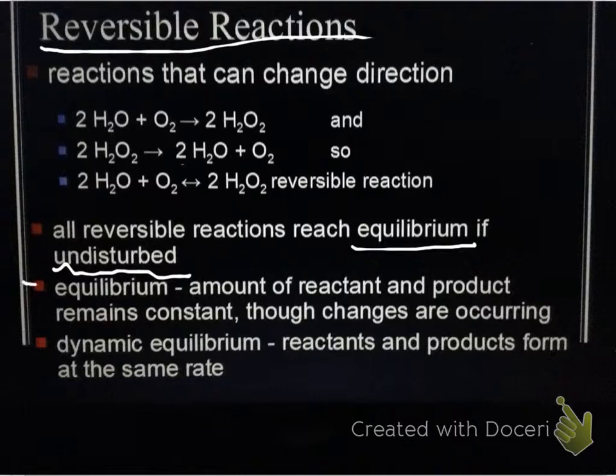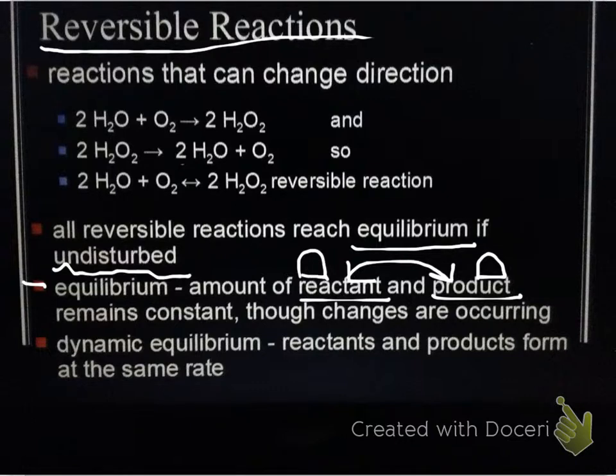So first, equilibrium is when the amount of reactant and the amount of product remains constant, even though changes are occurring. So remember that with a reversible reaction, you're going from reactant to product, and product to reactant, back and forth, back and forth. When it's at equilibrium, you have the same amount of reactants and the same amount of product, so they stay constant.